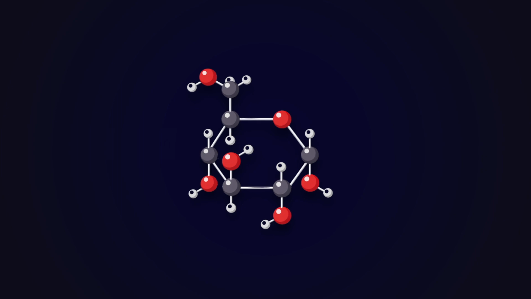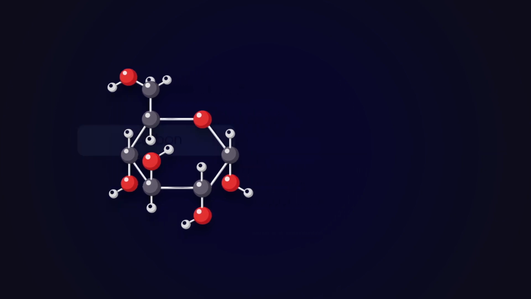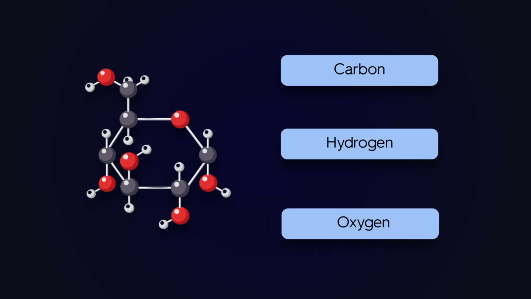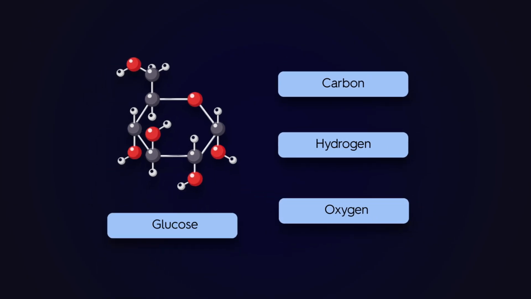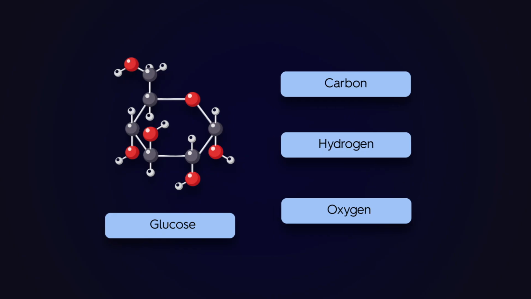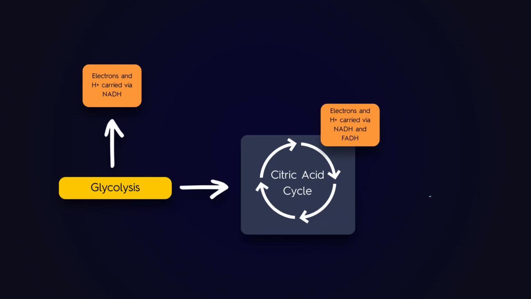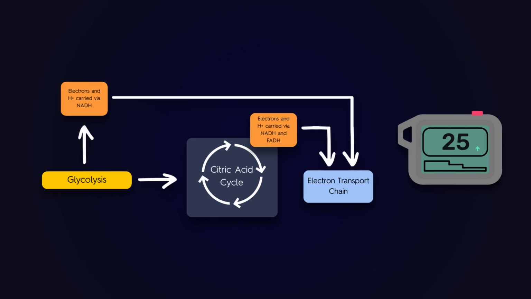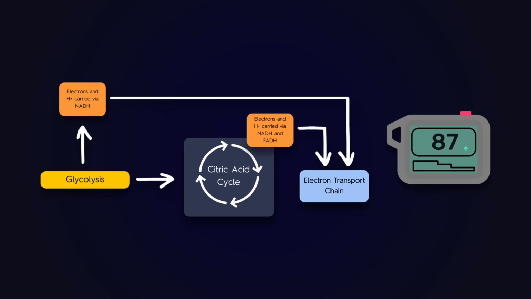Carbohydrates are biological molecules made mostly of carbon, hydrogen, and oxygen. Many form ring shapes in water, like glucose. Your body breaks down carbohydrates to make energy through glycolysis, the citric acid cycle, and the electron transport chain, producing molecules of ATP that cells use like tiny batteries.